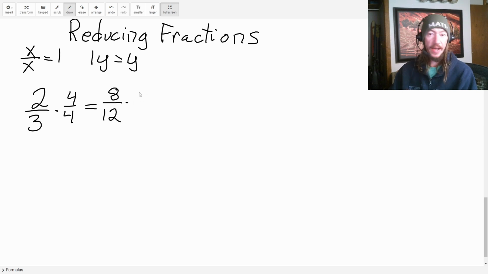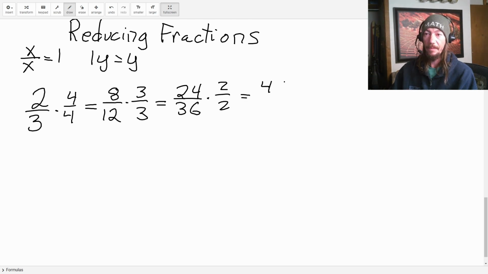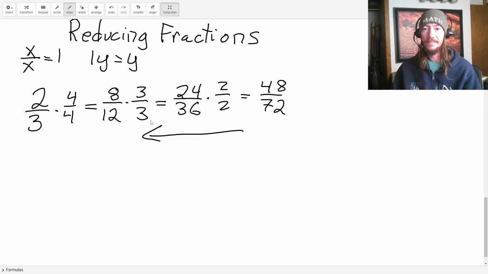And I can multiply by a different one. Suppose I keep going. I multiply by 3 over 3, which is also 1. Now this is 24 over 36, which is the same number as 8 over 12, which is the same number as 2/3. And I could keep going forever. So there's an infinite number of fractions that all mean the same value.